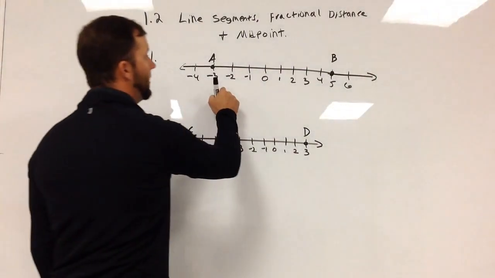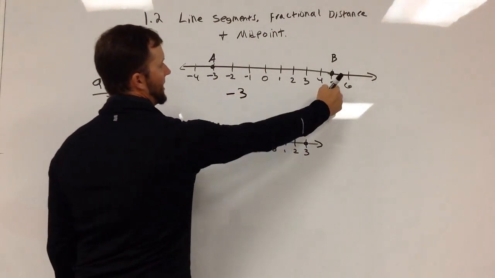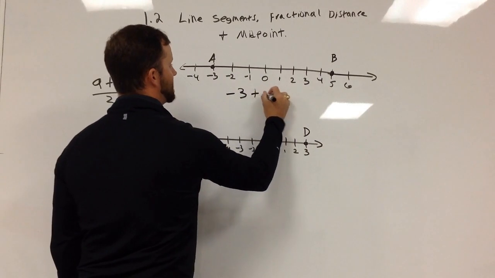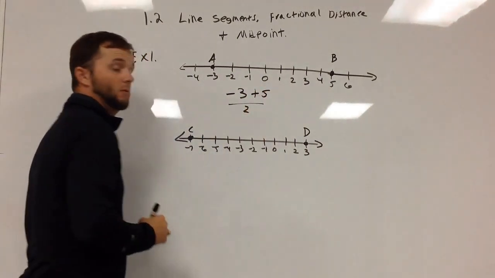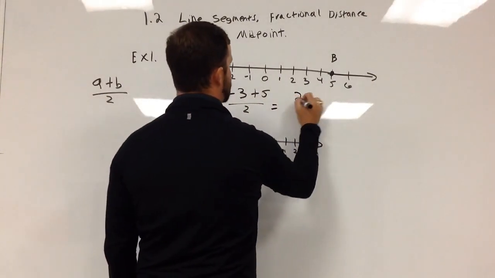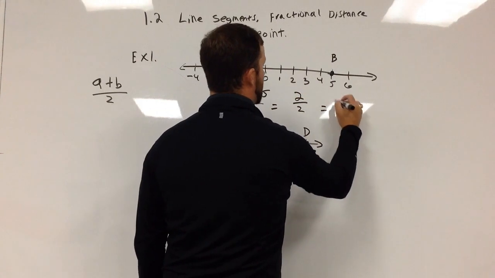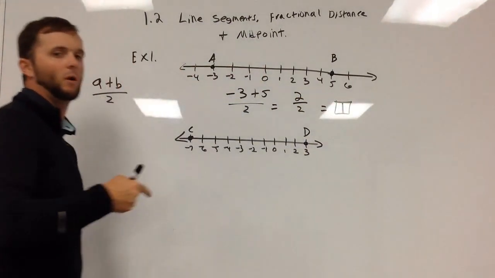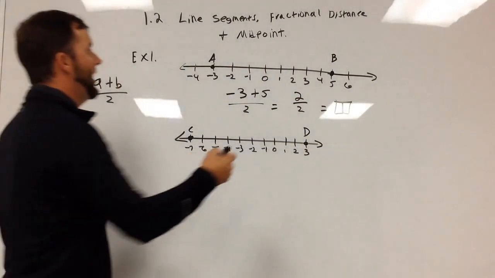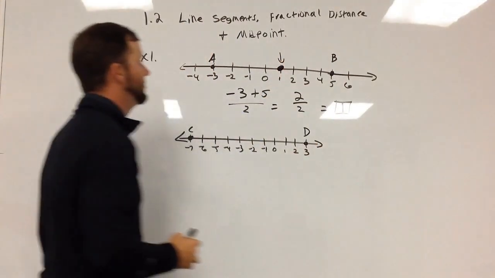So on this one right here, I'm going to take coordinate A, which is negative 3. Then I'm going to take coordinate B, which is 5. I'm going to add those together. Then I'm going to divide it by 2. So negative 3 plus 5 is going to give me positive 2. 2 divided by 2 is going to be positive 1. So that means the midpoint between negative 3 and positive 5 is going to be 1. So this right here is going to be your midpoint.